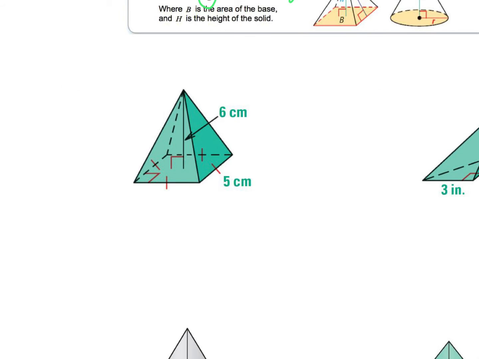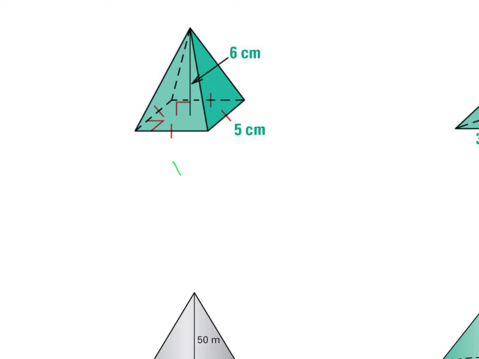So here we have a square pyramid. Don't forget the 1/3. So volume equals 1/3 area of the base times your height. What is the base of this? Well, it is a square, so that's base times height. So 5 times 5, and that would give us 25.